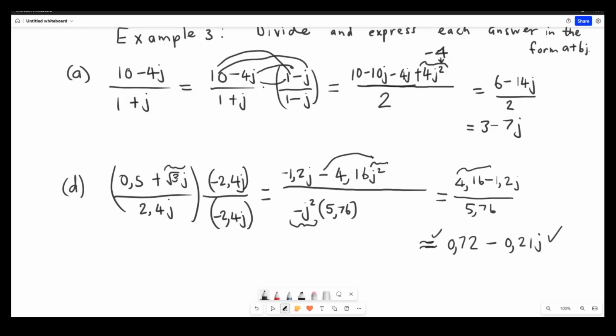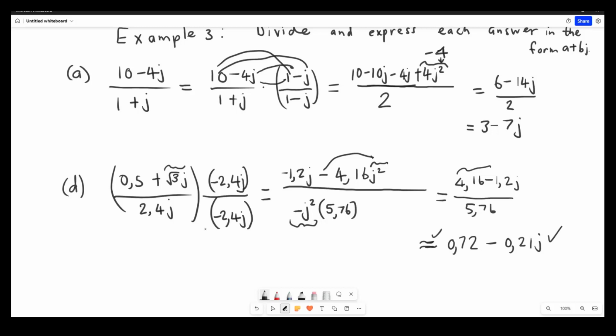okay? It's not a recurring decimal because it's an irrational number, okay? It's an algebraic number, but it's irrational. So I keep all the digits in my calculator and then I do them all. And then I round off the final answer. And then I've got an answer nearly equal to 0.72 minus 0.21J, okay? Which is in the required form that they wanted.